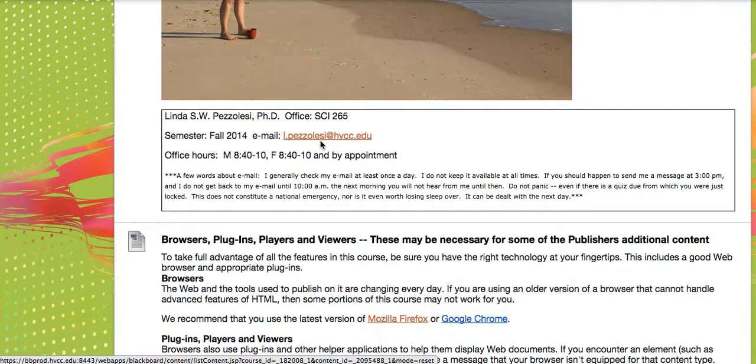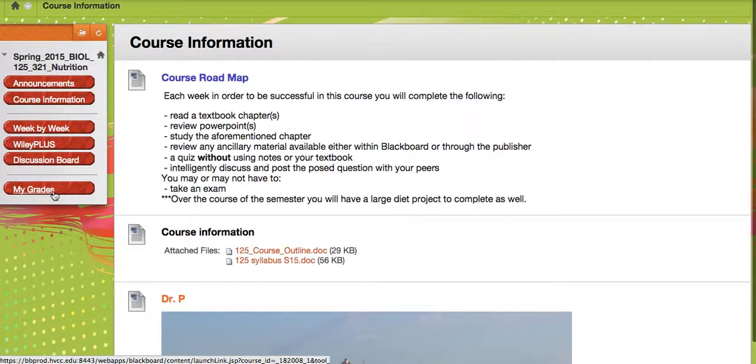So if I'm only able to check it once during the day, I may have already checked it after or before you actually send an email, so it may take me a day to get back to you. Don't panic, please. Even if it's an assignment that's due, I can always adjust a due date if needed. So please don't panic. It's not that big of a deal. We can fix things.